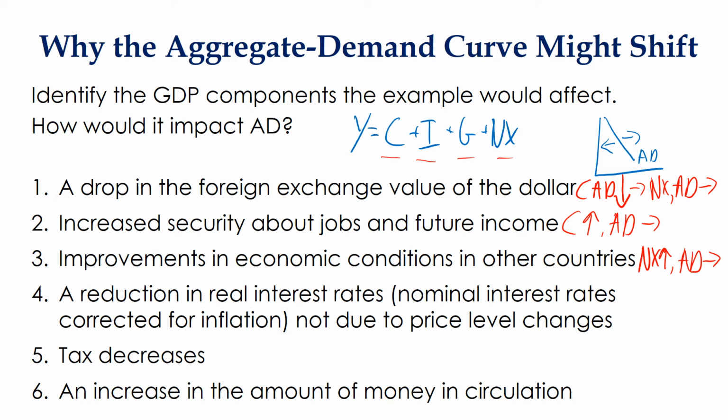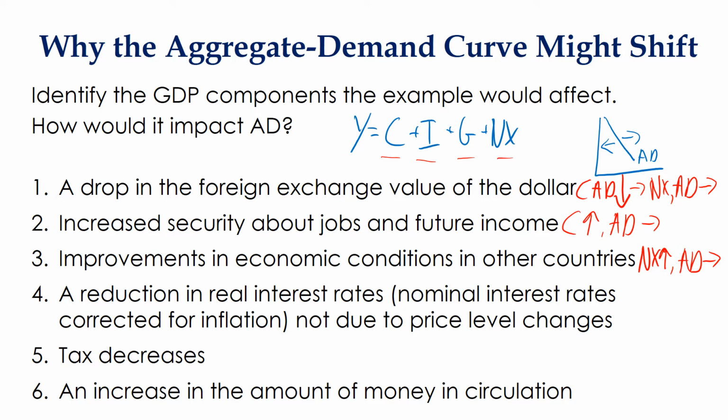Okay, number four, a reduction in real interest rates. Right? So nominal interest rates are corrected for inflation, but a reduction in real interest rates not due to price level changes, right? So we're talking about real interest rates here, the supply and demand of loanable funds. So there's a greater supply of loanable funds perhaps, right? And so what happens is there's a reduction of real interest rates.